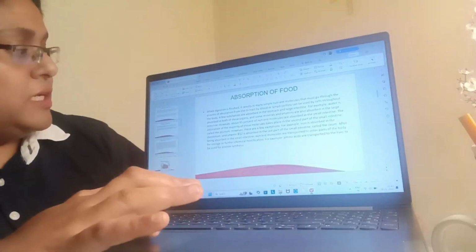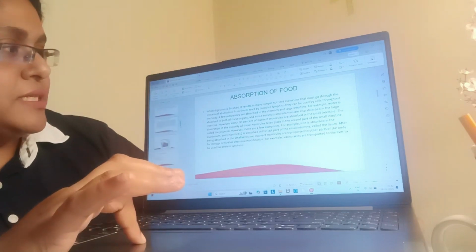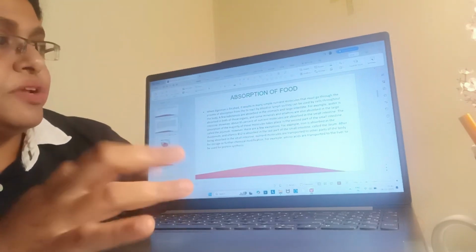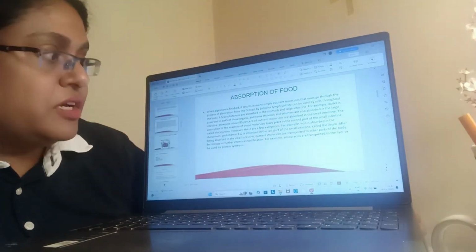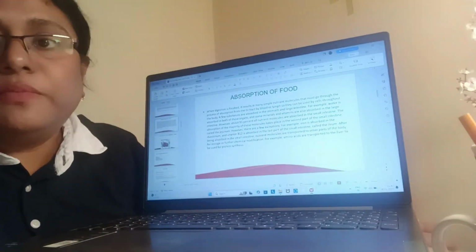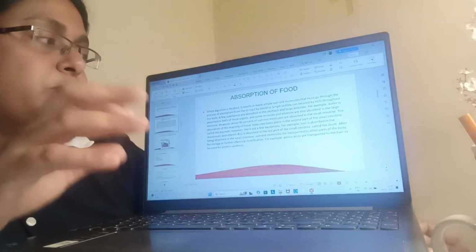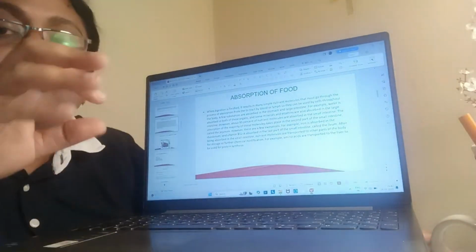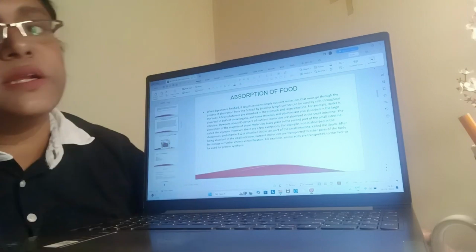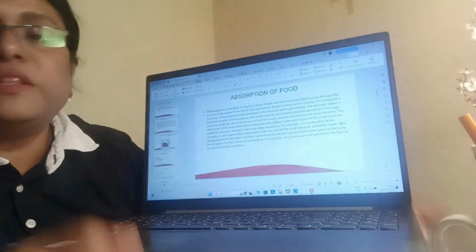Next, what is absorption of food? When digestion is finished, it results in very small, simple nutrient molecules that must be absorbed from the GI tract, mainly into the blood or the lymph. For example, water is absorbed in both of these organs. Water is absorbed in the small intestine as well as the large intestine. Some minerals and vitamins are also absorbed in the large intestine.